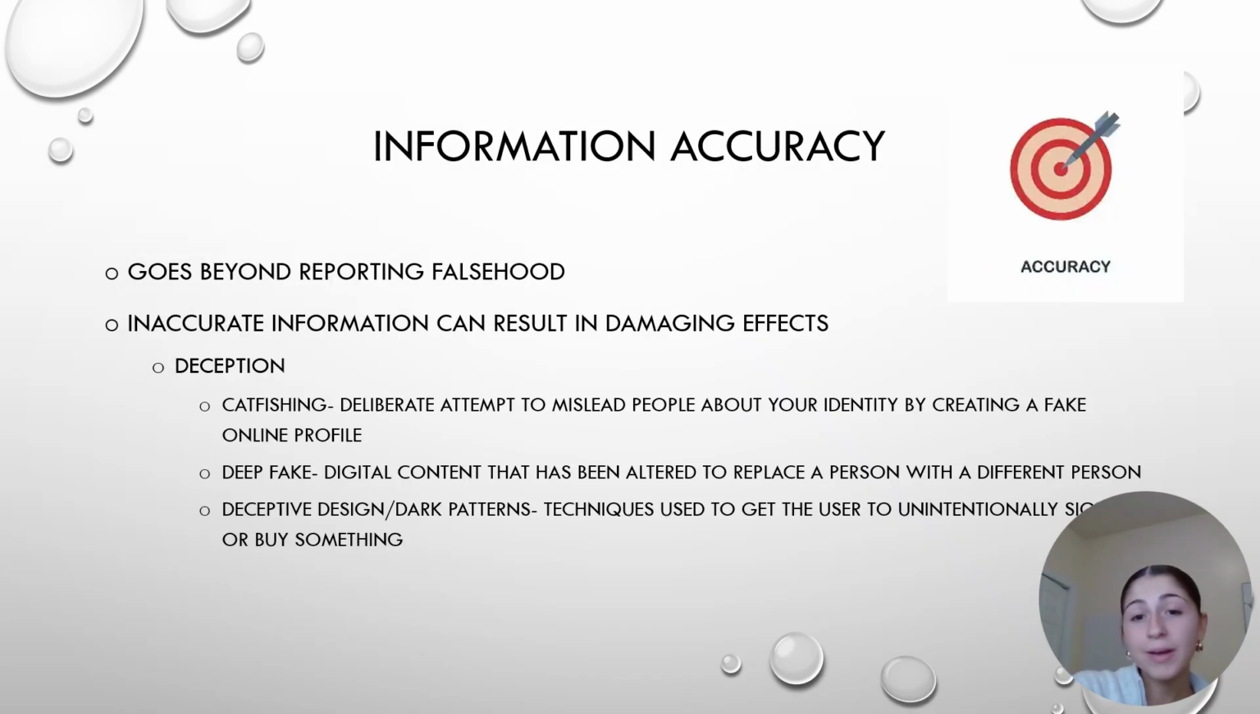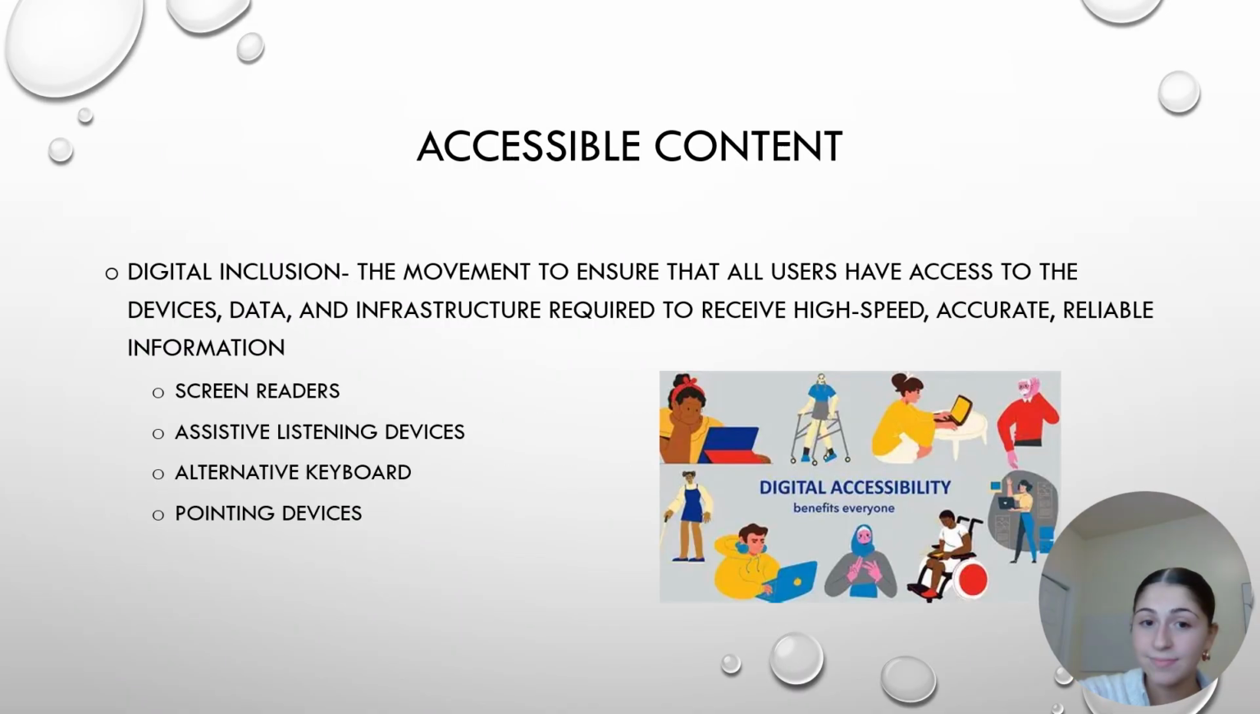Next, let's talk about information accuracy. This goes beyond reporting falsehoods. Inaccurate information can result in damaging effects, so it's so important to make sure your information is accurate. Inaccurate information can cause deception. Some deceptions include catfishing, deepfakes, and deceptive design or dark patterns.